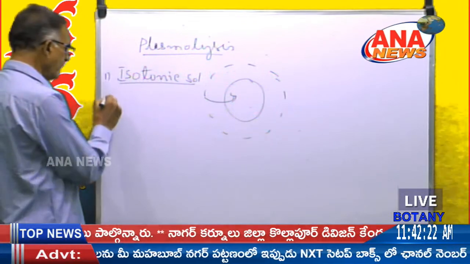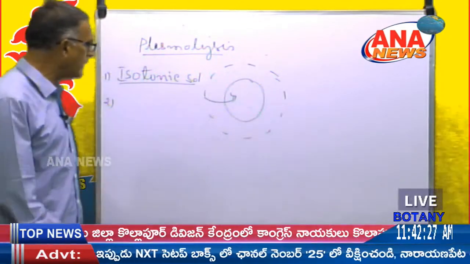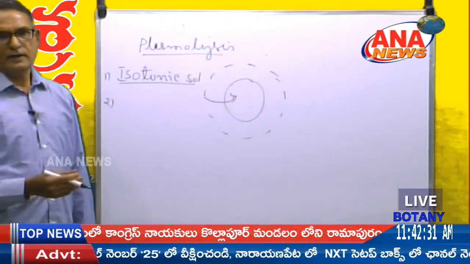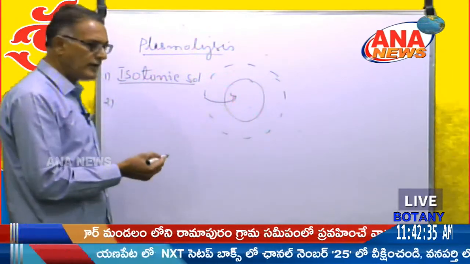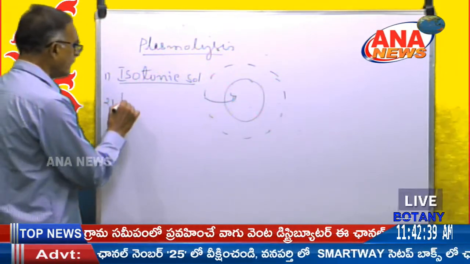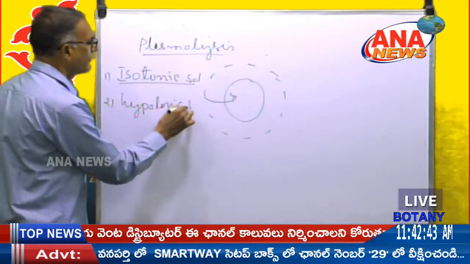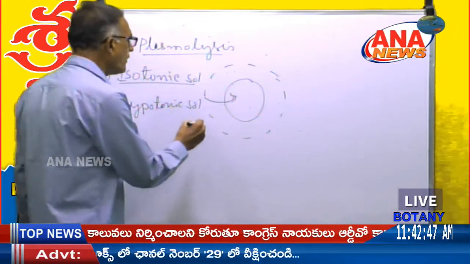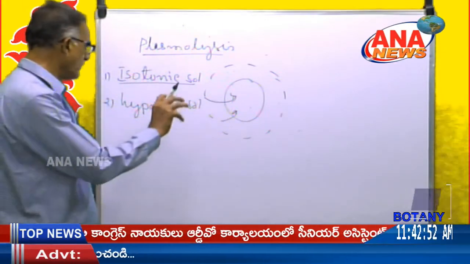The second type of solution is where the external solution concentration is lower than the cytoplasm. That is known as hypotonic solution. Here in hypotonic solution, the water moves into the cell. The cells swell up.